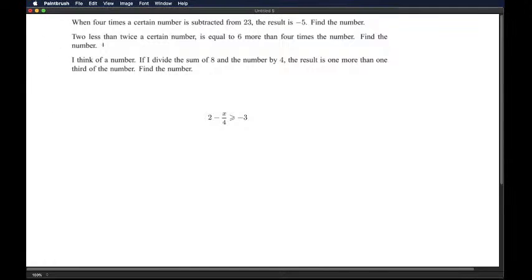All right, which here? There's three of them here, Luna. 1, 2, and 3. Which one do we want to do?